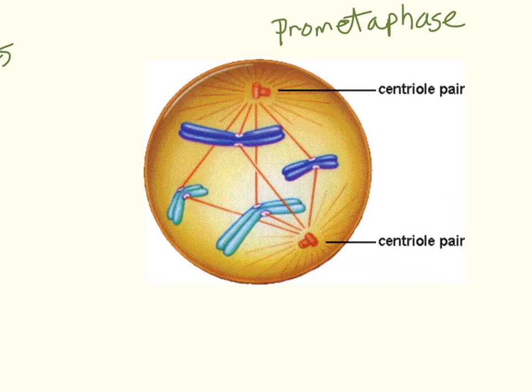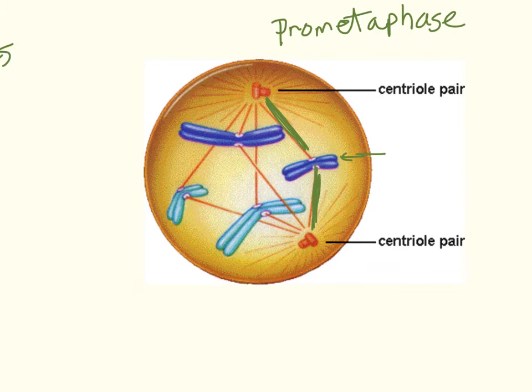In this stage, the chromosomes become attached to spindle fibers. Each sister chromatid is attached to opposite poles. So if you can see here, and I'll use my green color so it stands out, this duplicated chromosome here has one sister chromatid attached to one pole, and the other sister chromatid is attached to the other pole, and that's the same for the other 3 chromosomes in this image.